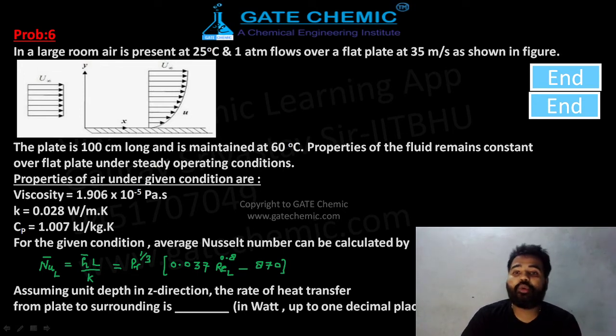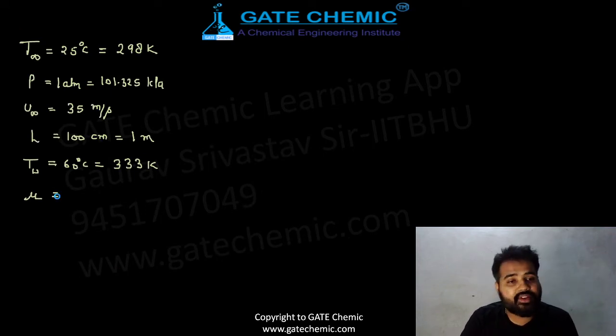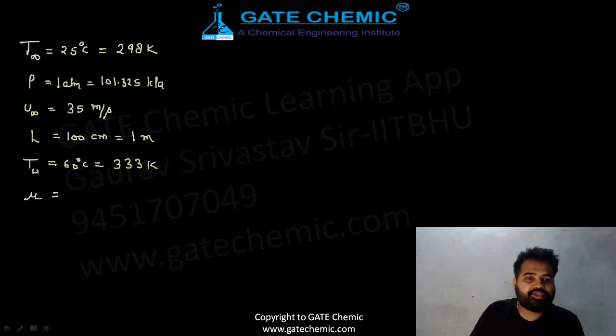Okay, now properties of the fluid remain constant. The properties of the fluid are constant over the flat plate under steady operating conditions. Everything is going in a steady state manner. Properties of air under given conditions: viscosity of air is given, 1.906 into 10 to the power minus 5 Pascal second, which is also an SI unit, that is kilogram per meter per second.